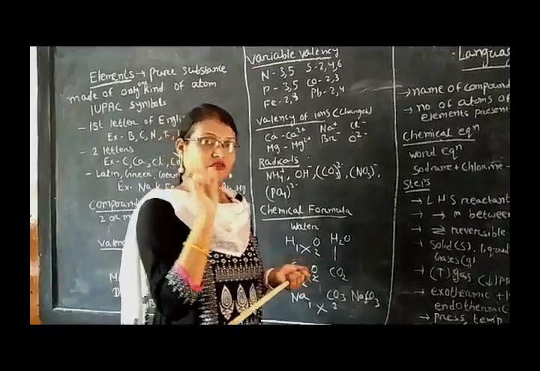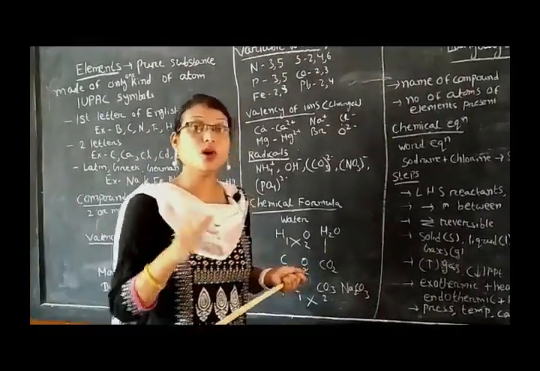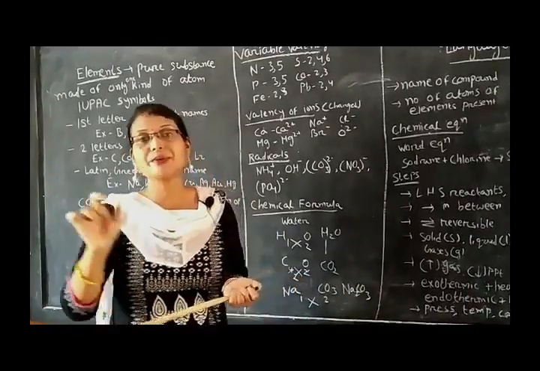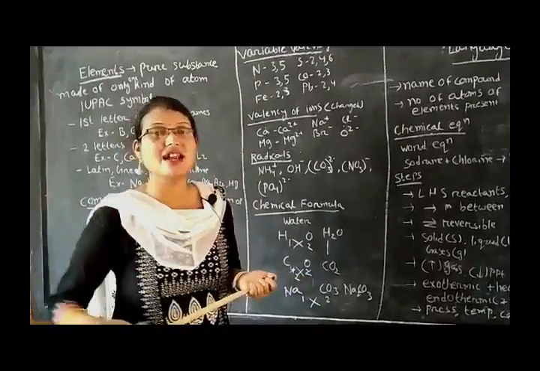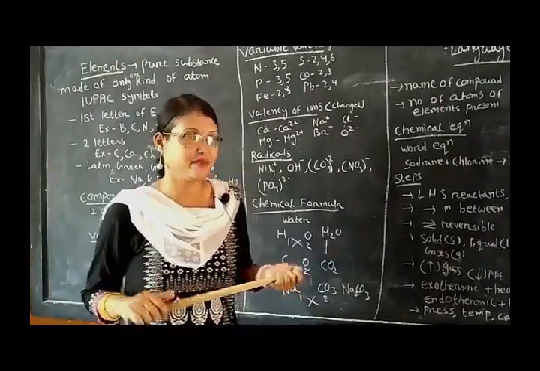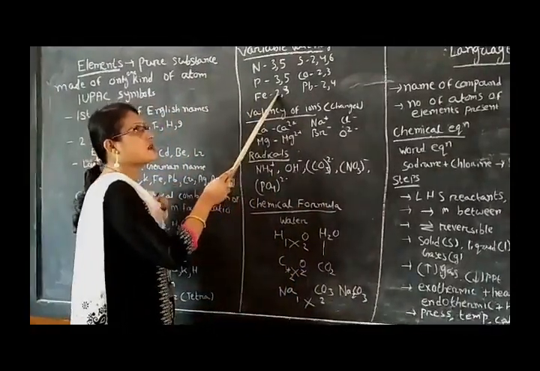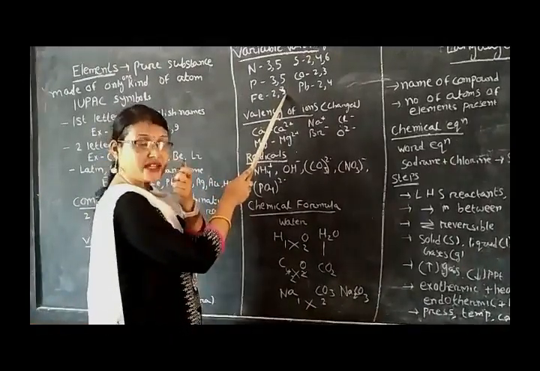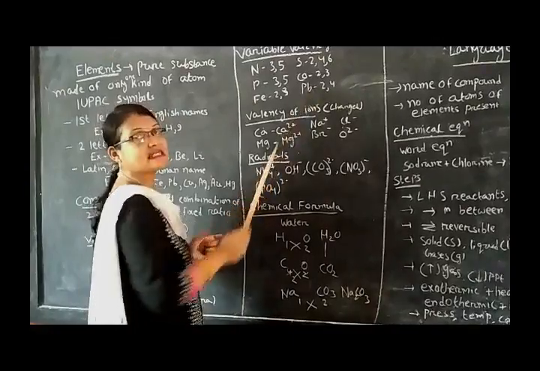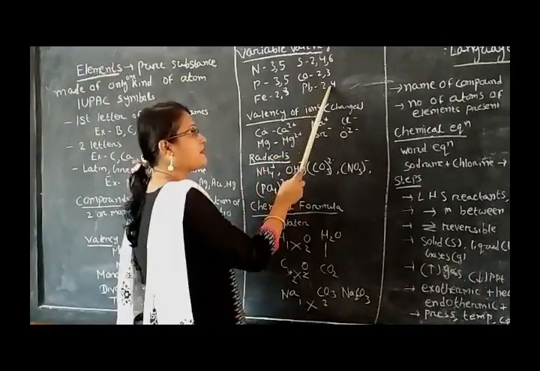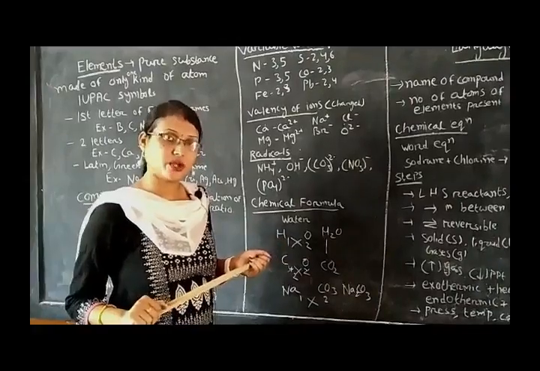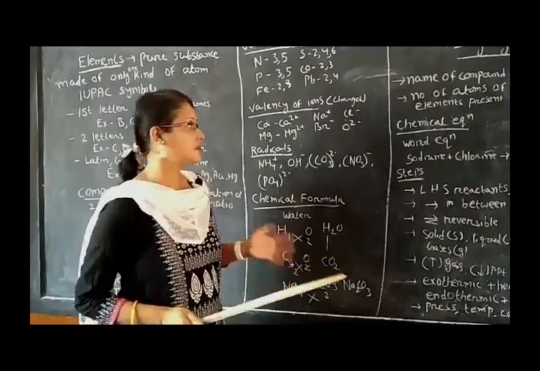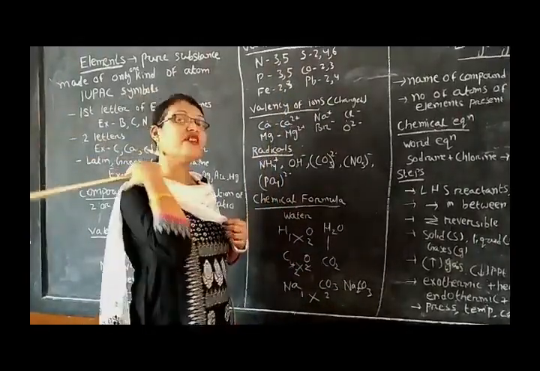The element showing the lower valency is named with the suffix -ous, whereas the higher valency is named with the suffix -ic. Like Fe: if Fe plus 2 is there, it is ferrous. If Fe plus 3 is there, it is ferric. If Pb plus 2 is there, it is plumbous. If Pb plus 4 is there, it is plumbic, because the Latin name for lead is plumbum. So it is called variable valency.